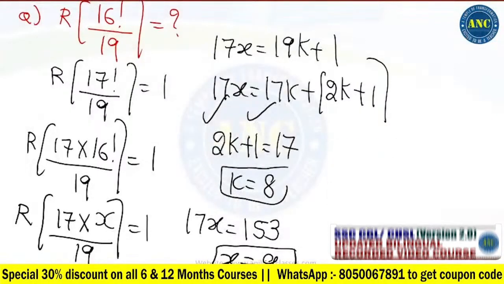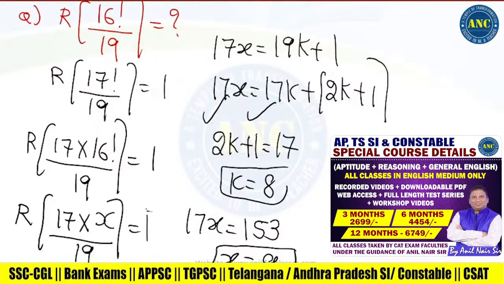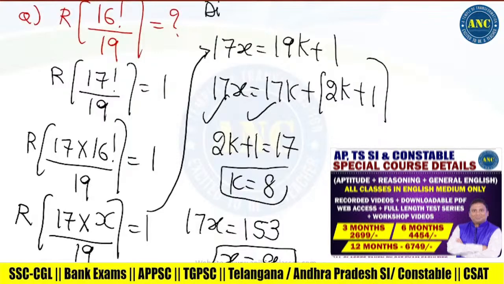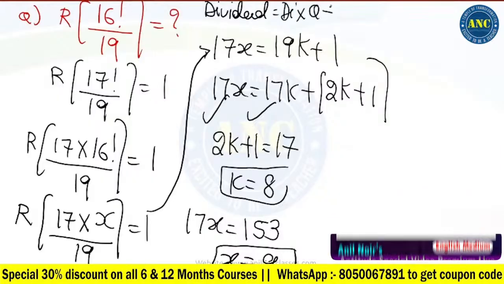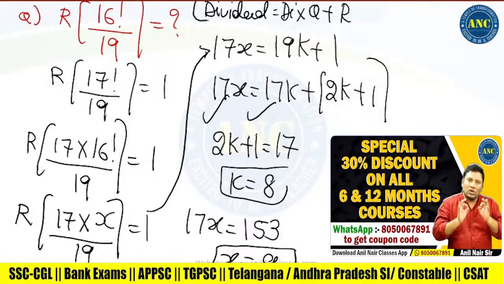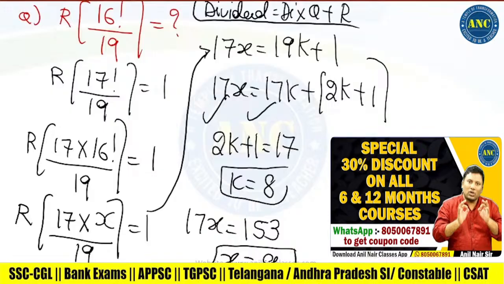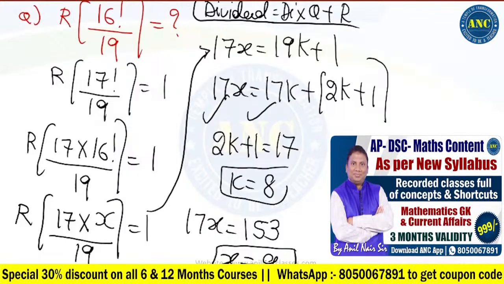This is the step-by-step process. If this step is clear, you will get the answer. 17x is the dividend, 19 is the divisor, k is the quotient, and 1 is the remainder. Dividend is equivalent to divisor into quotient plus remainder. I hope the idea is clear.